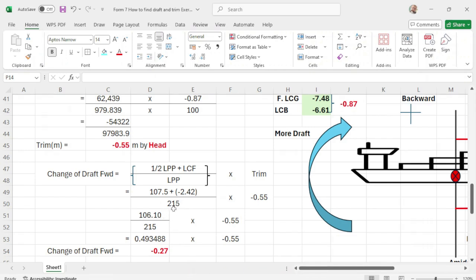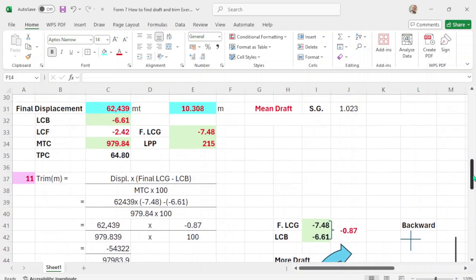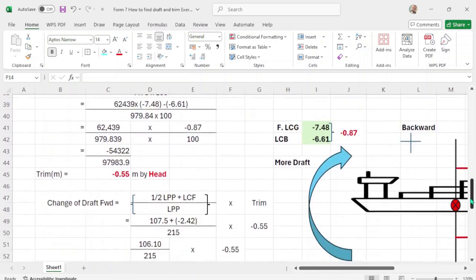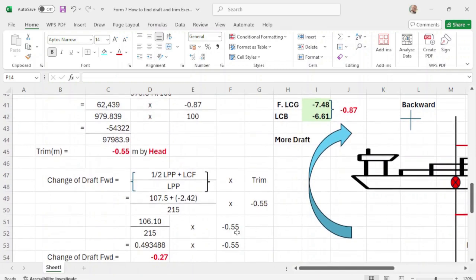So my LPP is 215. What is 1/2 of 215? It is 107.5. That is 1/2 plus your LCF of negative 242. LCF is negative 242 from this drop. Okay, negative 242 over your LPP times your trim of 0.55, which is this one.